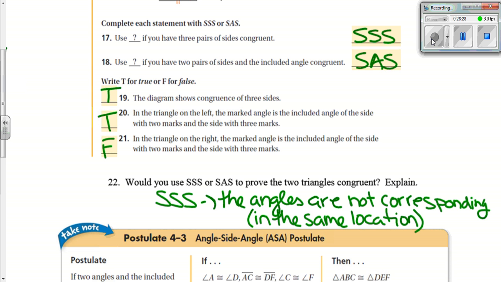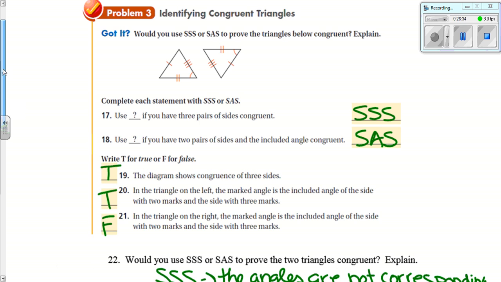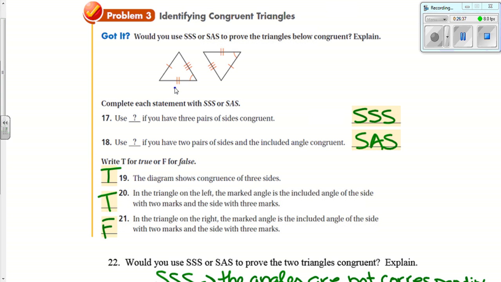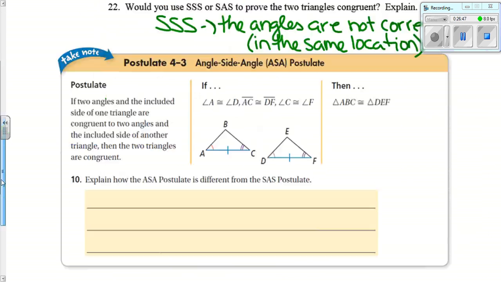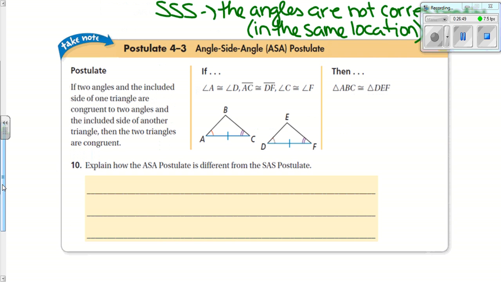We are given 3 sides and an angle, but we can't use side, angle, side because the angles are not in the same location. Okay, in one diagram, they're between the 2 and the 3. In the other diagram, they're between the 2 and the 1. So they do have to be in between sides, but they have to be in between the same sides in both diagrams. Okay, angle, side, angle, which is different than side, angle, side.